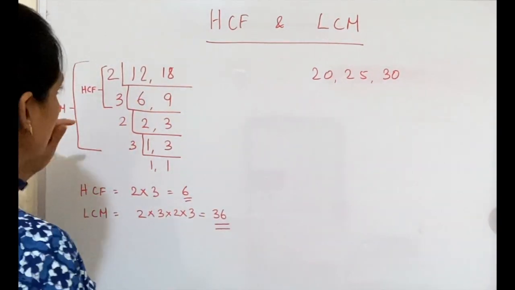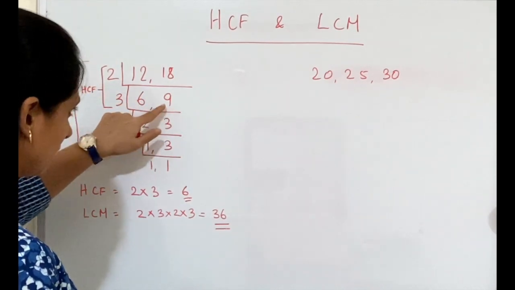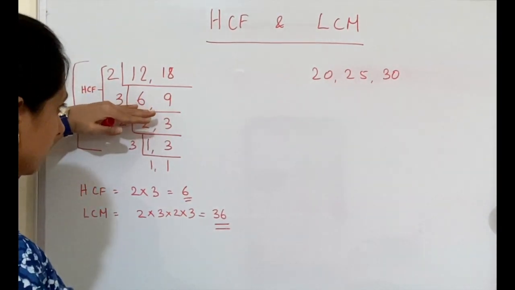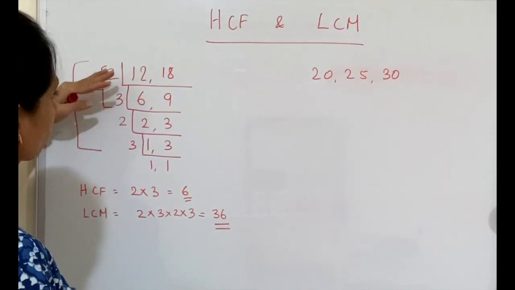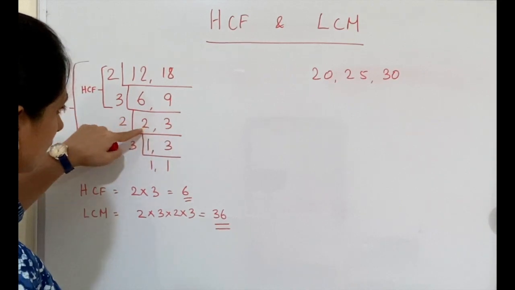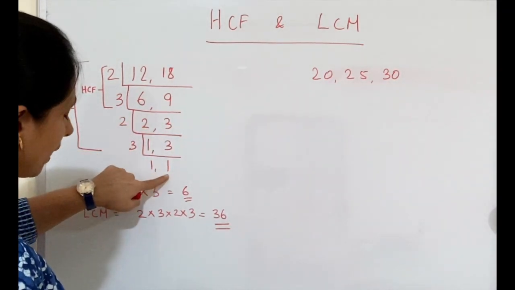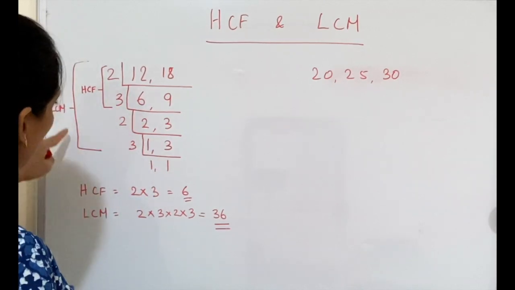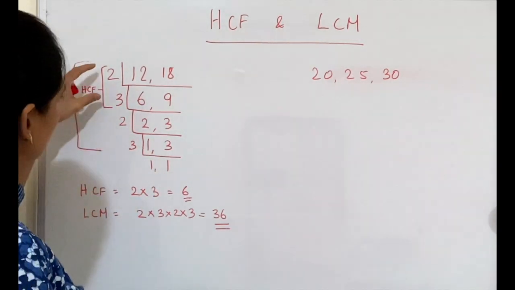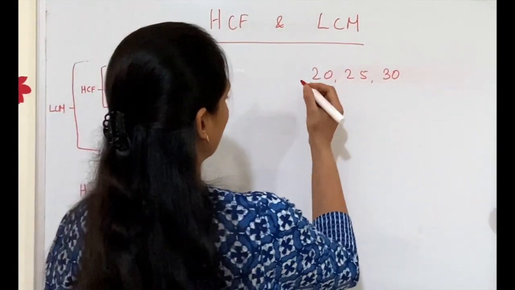Don't get confused. You will start dividing till you have a common factor for both numbers. Only till then, that will be the HCF. After finding HCF, you will keep dividing even if you have a factor for only one number. You will keep dividing till you find 1 and 1. That whole thing will be the LCM. This is the HCF, this is the LCM. So we will try one more problem.